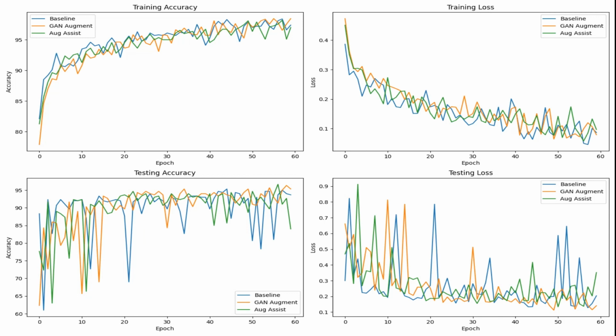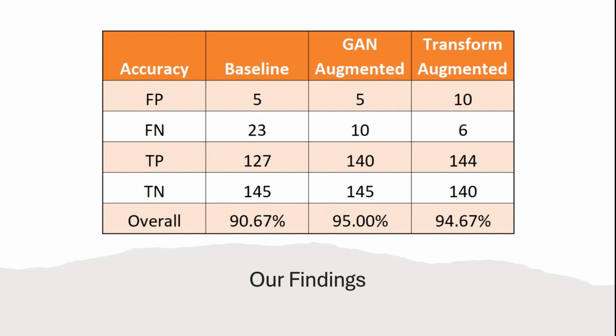Here we have the training and testing accuracy and loss graphs for each model. All 3 models had roughly similar accuracy and loss, with the augmented datasets performing slightly better. Breaking out each model's performance into a confusion matrix, we see that the baseline model had the lowest accuracy with only 90.67%. The GAN augmented dataset had the highest overall accuracy with 95%, with the transform augmented model trailing closely behind with 94.67%.